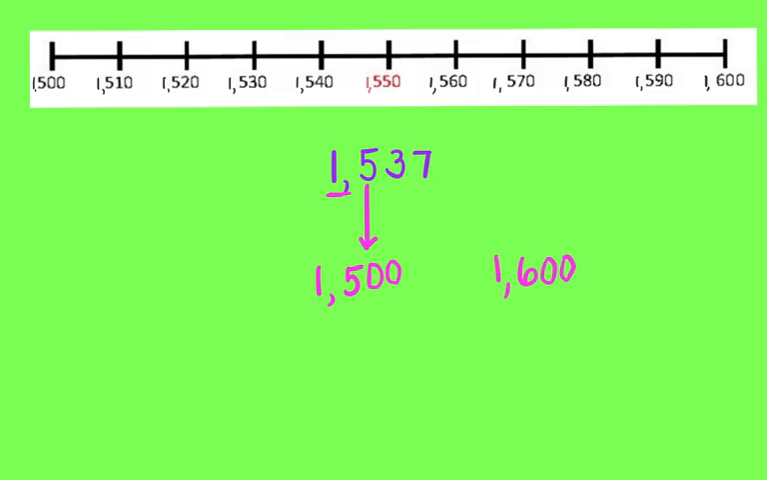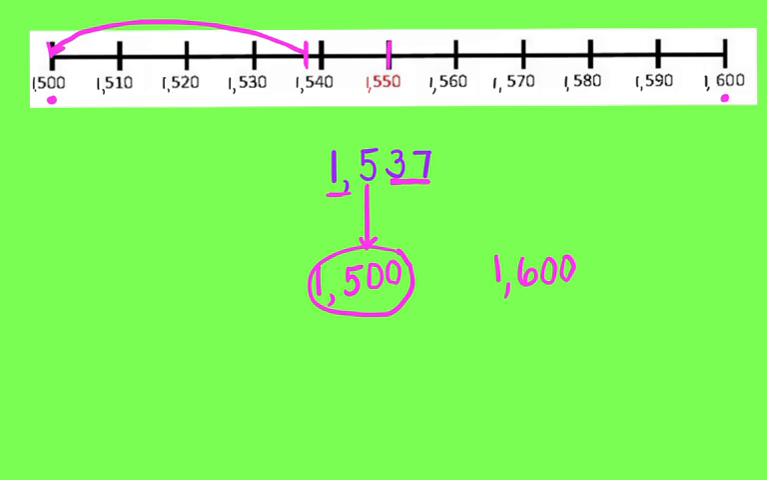So on the low end, I'm going to round to 1,500. On the high end, I could round to 1,600. Now we go back and look at the tens and ones. 37. Since 37 would be about right here, and it's less than halfway, which is 50, this is going to round down to 1,500.